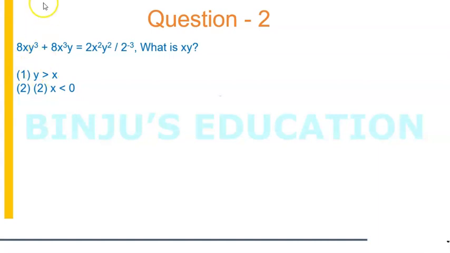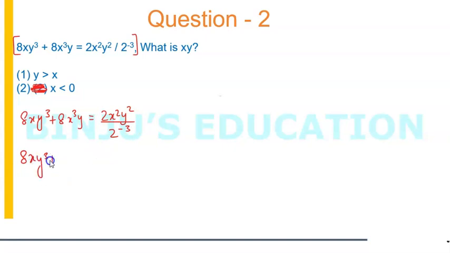Okay, let's see how we can solve this one. So I think this 2 should not be there. This is one error, but I hope everyone understands that. So first of all, let me solve this polynomial part. So we have 8xy cube plus 8x cube y. This is 2x square y square divided by 2 to the power minus 3. This is 8xy cube plus 8x cube y. Now this 2 to the power minus 3 is basically 1 over 8.